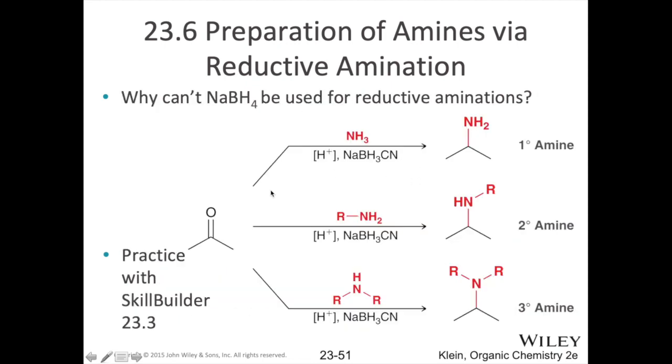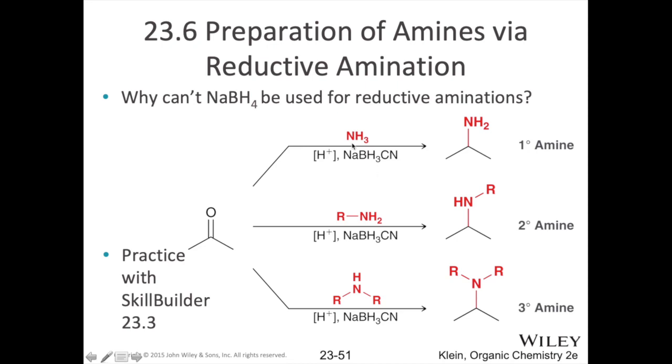Okay, so now that being said, we used ammonia in our first example, and we went through that imine intermediate and made the corresponding primary amine. But accordingly, you could use a primary or a secondary amine instead of ammonia and make the corresponding secondary or tertiary amines. Okay, so that's something to keep in mind.